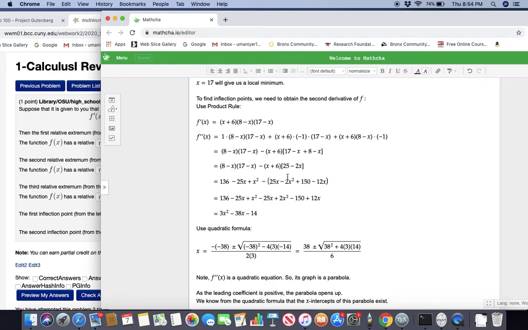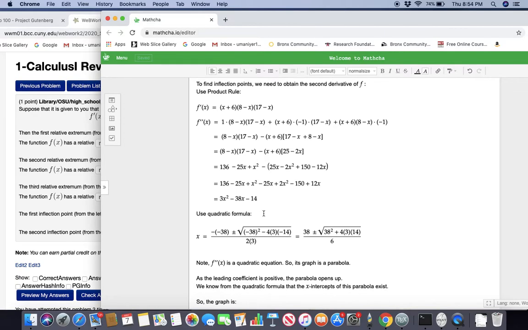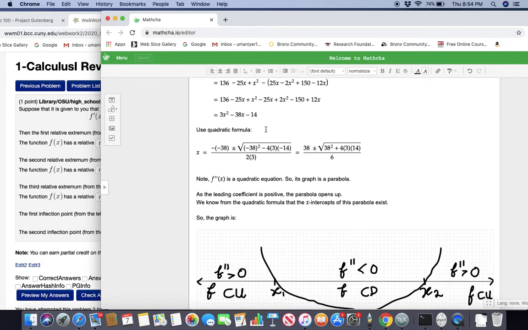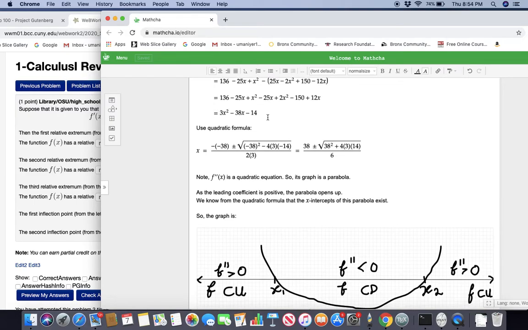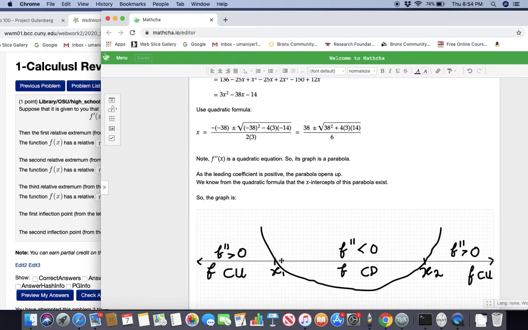Now distribute the negative. Presumably everything is correct, and I get a quadratic. So, because it is a quadratic, I know my second derivative is going to be a parabola. X-intercepts will lie on the x-axis. How do you find x-intercepts? That's what it means to have solutions of this equation.